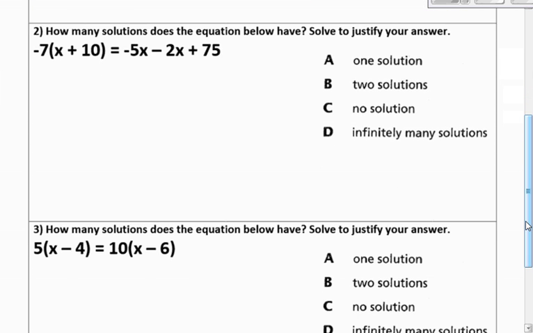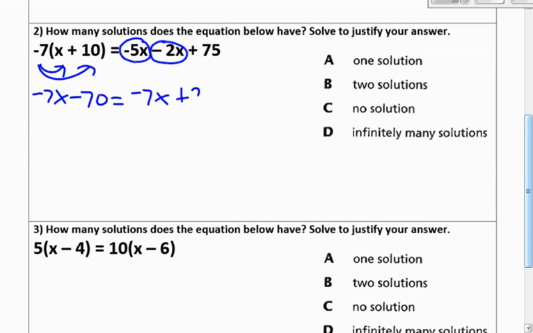For number 2, again, distributive property, you have negative 7 times x and negative 7 times 10, negative 7x minus 70 equals, I'm going to combine like terms. You have the negative 5x and a negative 2x. Negative 5x and negative 2x is negative 7x. Bring down the plus 75.